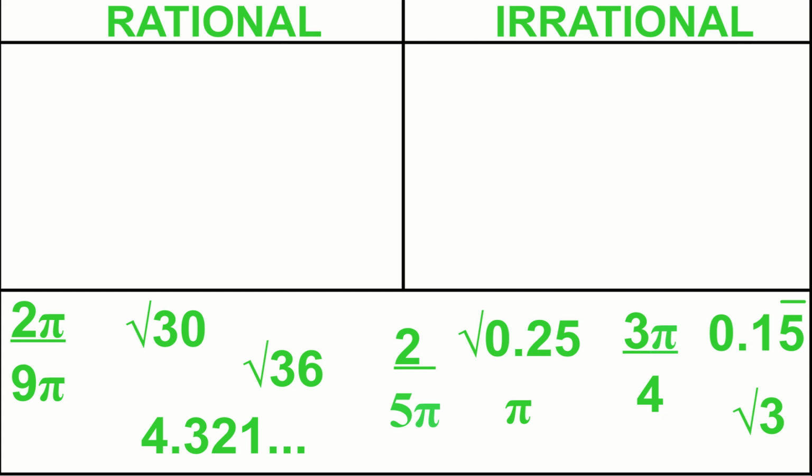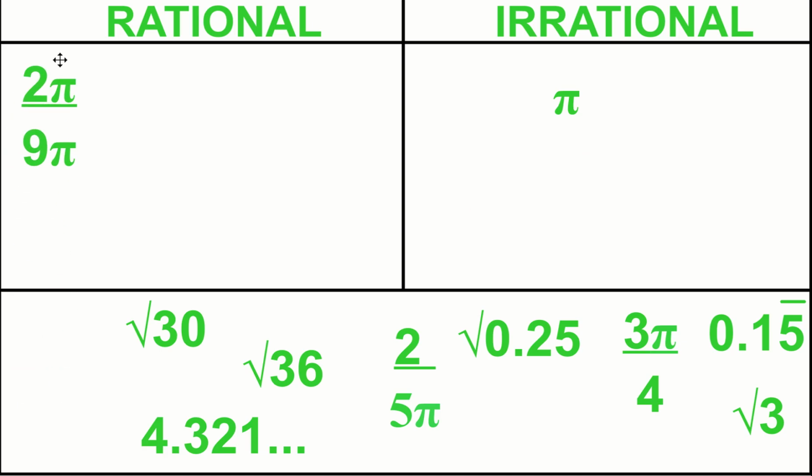So, Juliana, give me one. Pi, irrational. Cam. 2 pi over 9 pi goes to rational. The reason that one goes to rational, if you got a pi on the top and the bottom, they cancel each other out. Eliana. 2 over 5 pi is irrational. When we got one on the bottom, then that would be an irrational number on the bottom there.